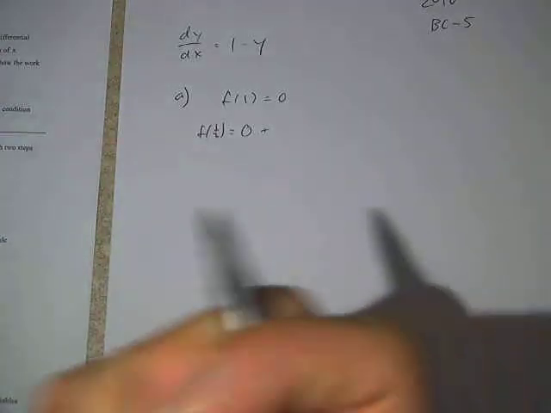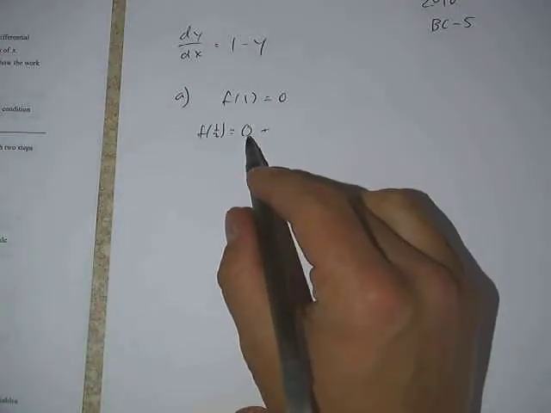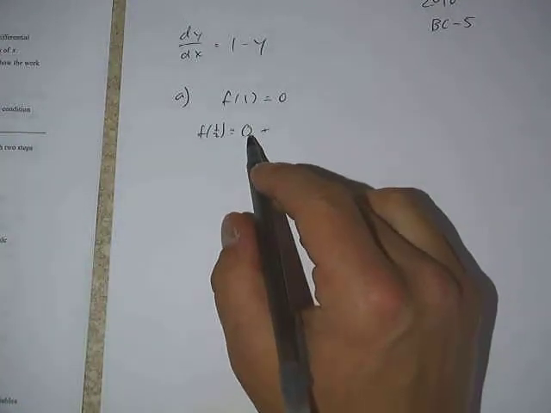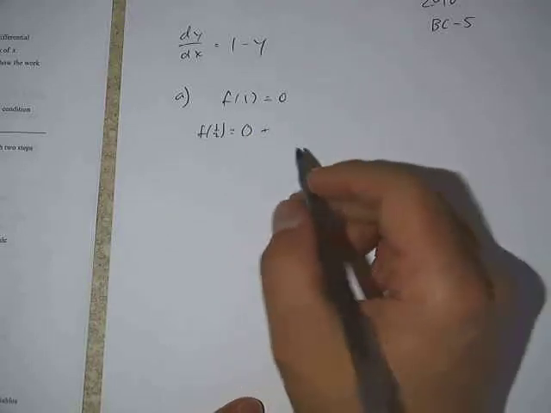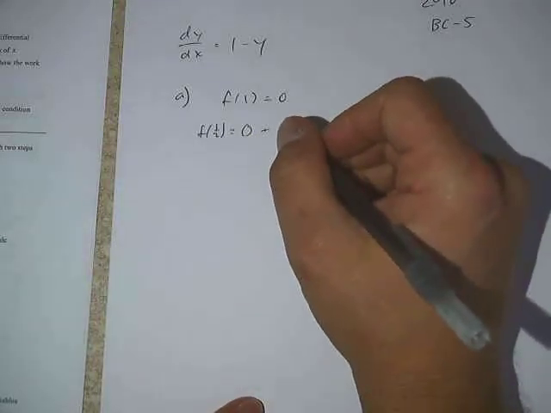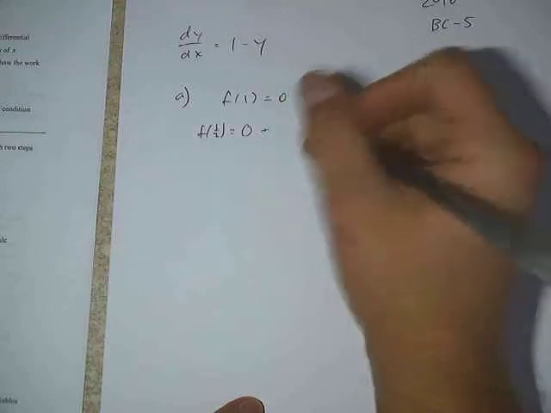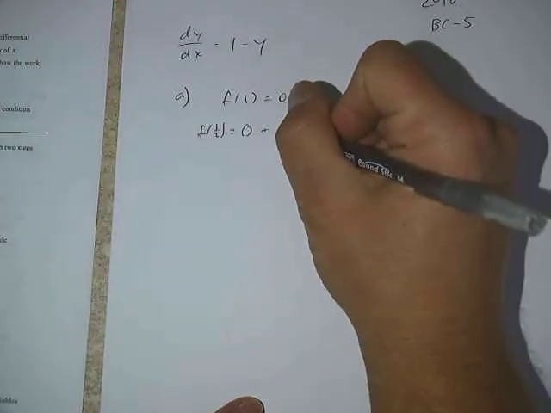And this would give us f of 1/2, because they said two steps of equal size to get to 0. So that means we go to 1/2 and then we go to 0. So they said 2 steps of equal size. So we'll first want to estimate f of 1/2.